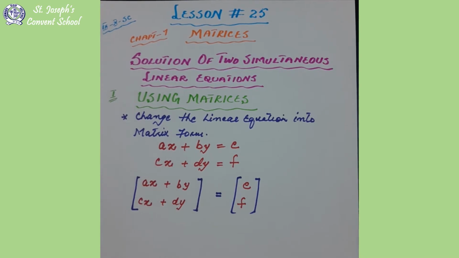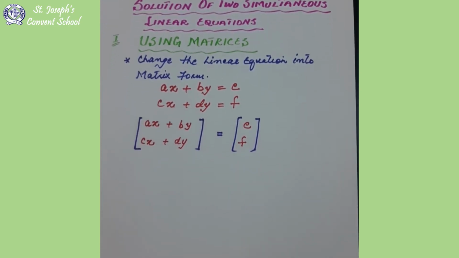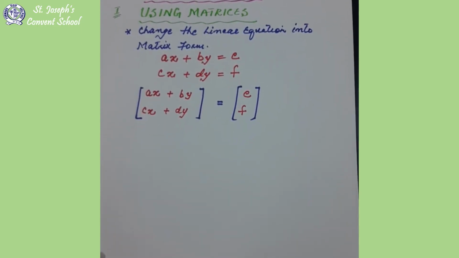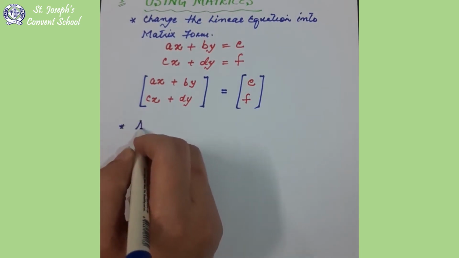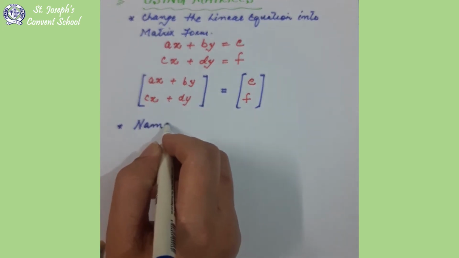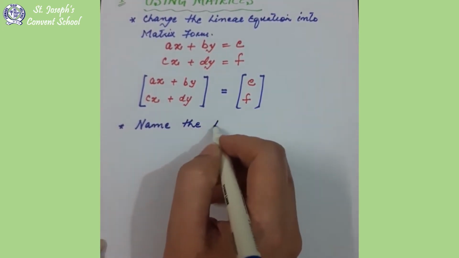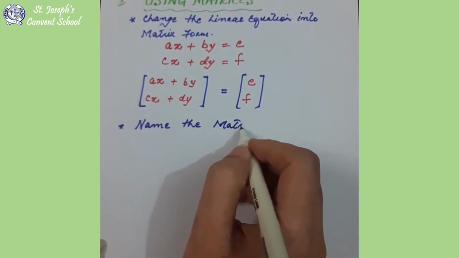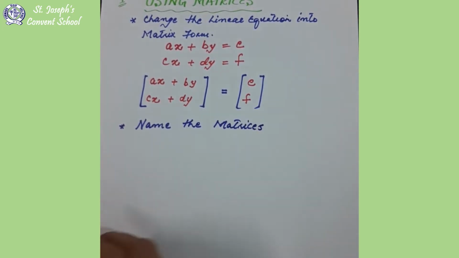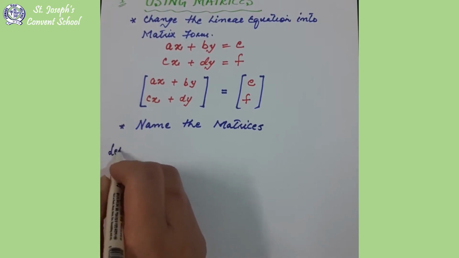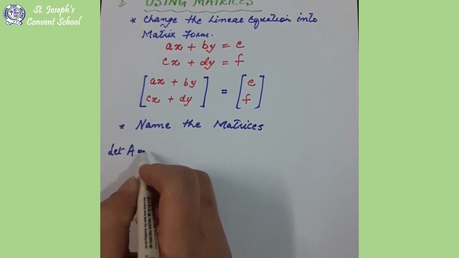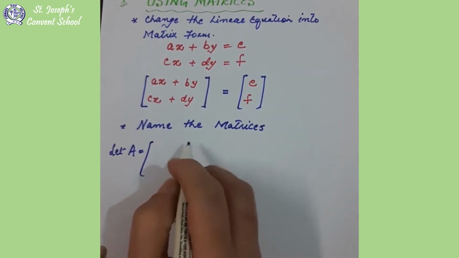Now the second step: you will name the matrices. You will separate the variables, you will separate the coefficients, and then name them. Separate them and name them. Now how to name the matrices? Let A be the first matrix. You will write the coefficient of x in the first column. So the coefficient of x is a and c.